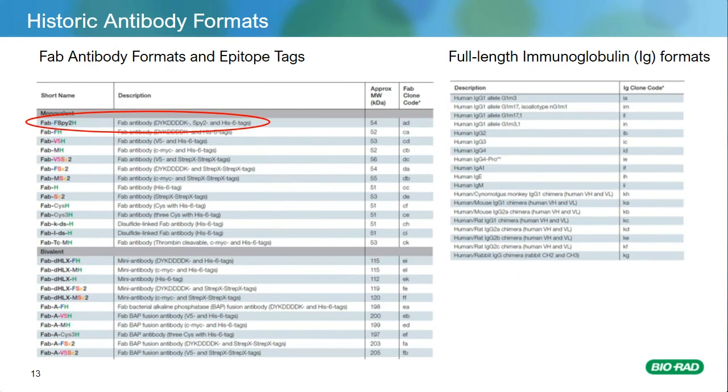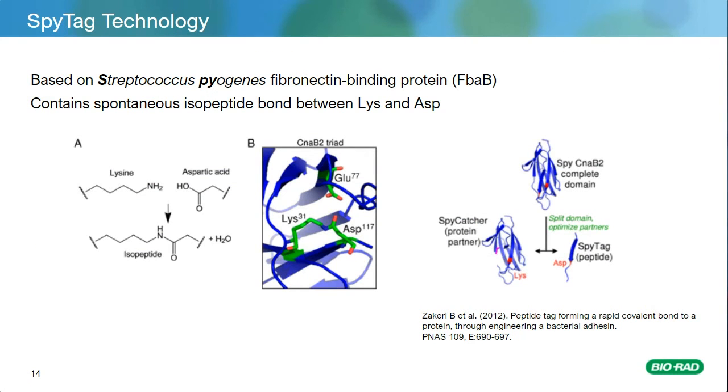Okay, so what is SpyTag? SpyTag gets its name from Streptococcus pyogenes, and within Streptococcus pyogenes is a fibronectin binding protein. Within the fibronectin binding protein there's a collagen adhesion domain, and within the collagen adhesion domain there's an intramolecular bond between a lysine at position 31 and an aspartic acid at position 117. And this bond forms spontaneously with the reaction energy from a glutamic acid at position 77.